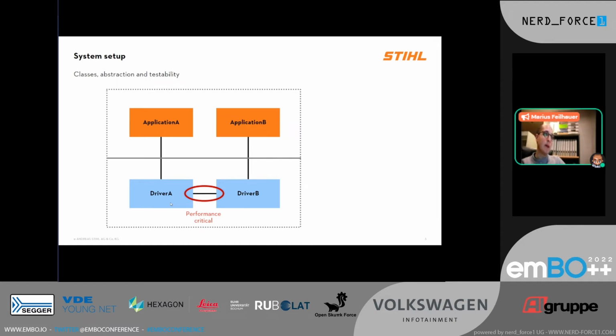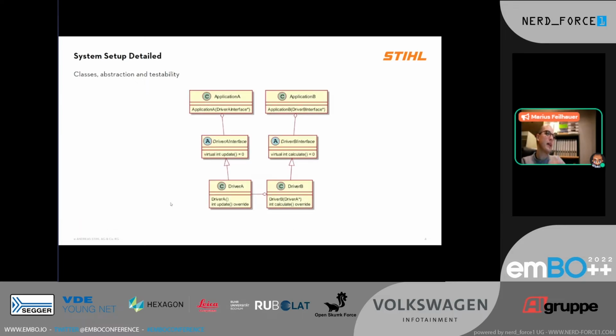Now I want to dig a bit deeper and give you a rough overview of how we are structuring our classes. So here is a class diagram of this simple example. Basically, we have our applications, and our drivers here at the bottom, and we're using abstract base classes for both drivers, and they implement those functions.